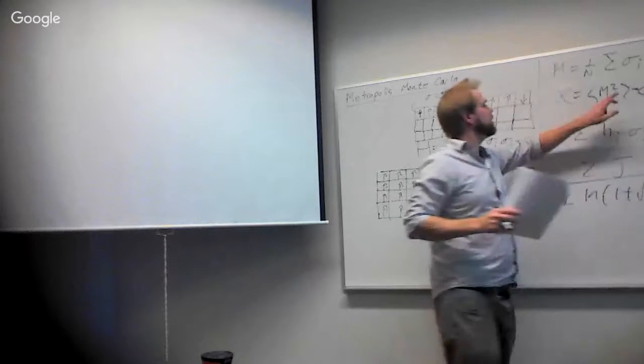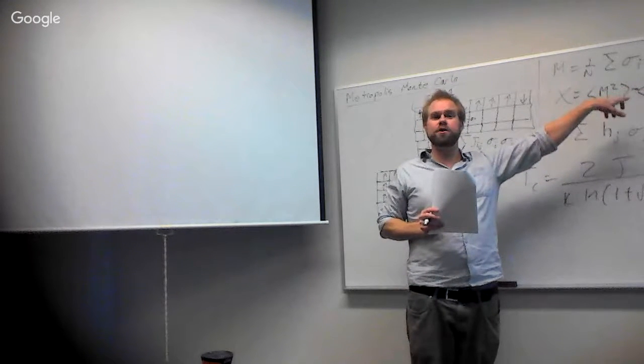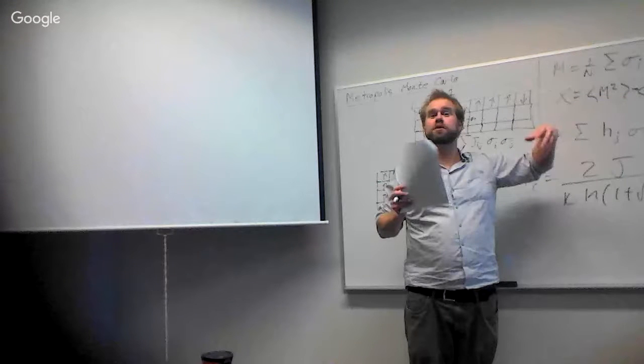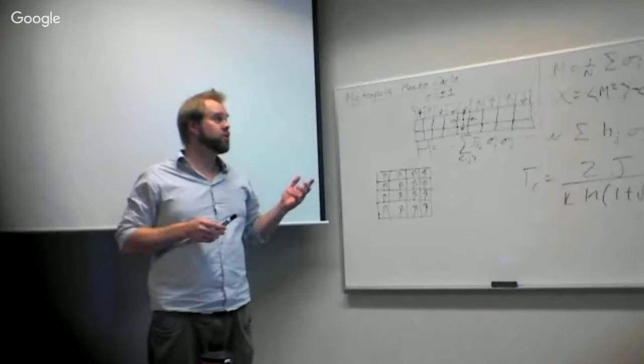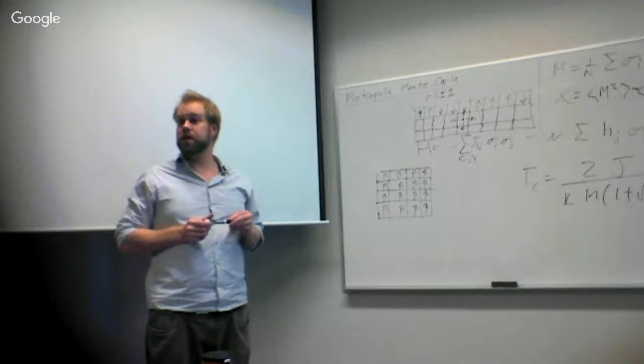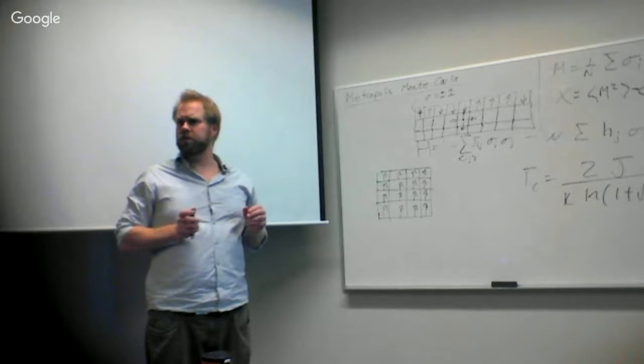Okay, which is going to be the average of m squared minus average of n squared. Okay? Any idea what this gives? Well, this gives basically the fluctuations in the magnetization. Cool. And let's think about what that means for a minute.